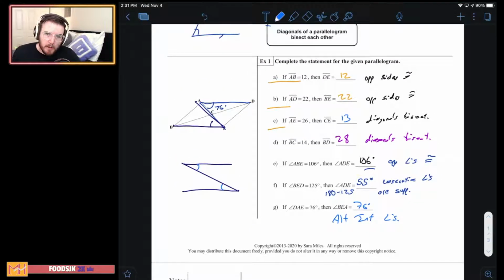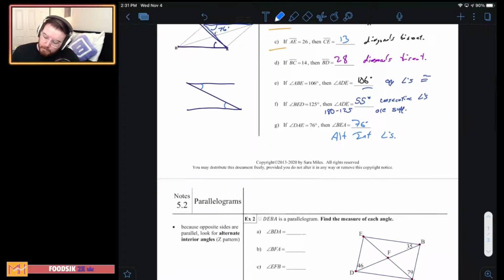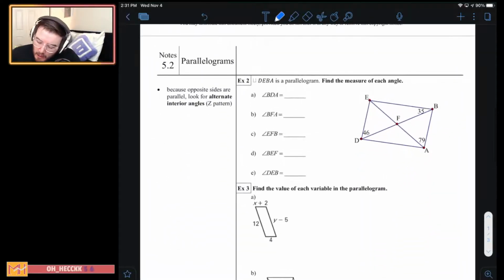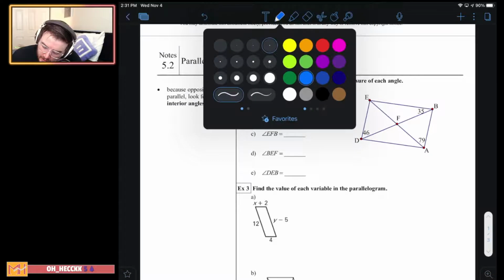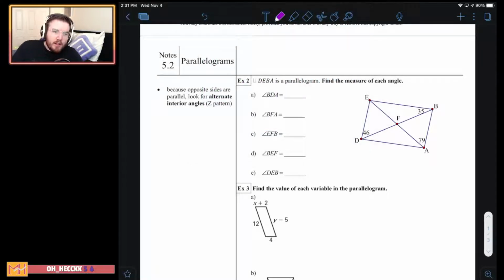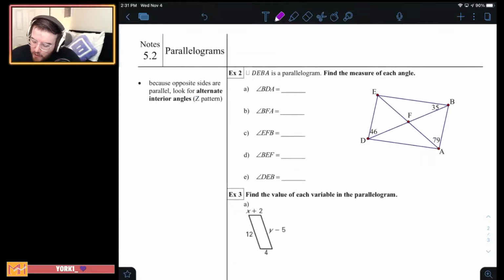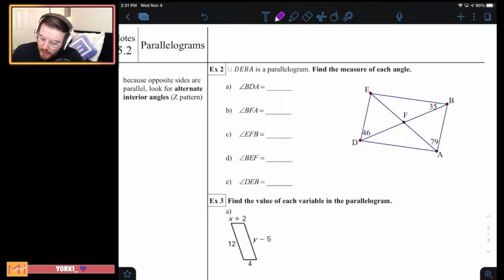Most of those, I think, are pretty easy. Again, we're just going to stick with it, right? Here's another drawing and just boom, boom, boom. Solve for all the angles, okay?